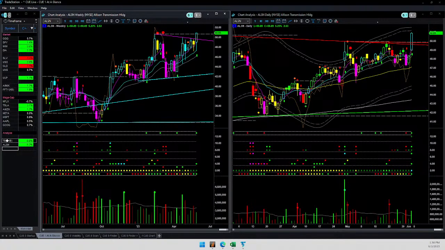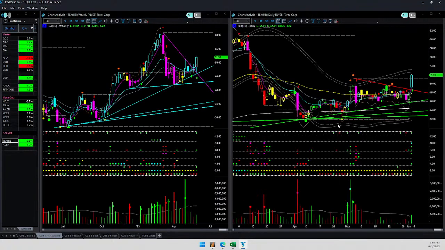And TEX on the other hand has no trendline resistance nearby. There is no watermark resistance also nearby, neither in daily nor in weekly. Instead, we have very nice weekly trendline support. So if I had to choose one stock on Friday for buying, I would have chosen TEX.